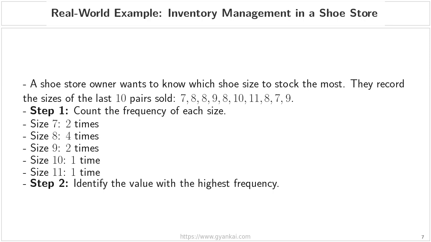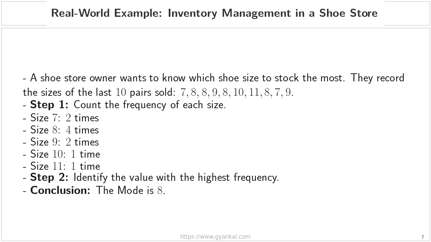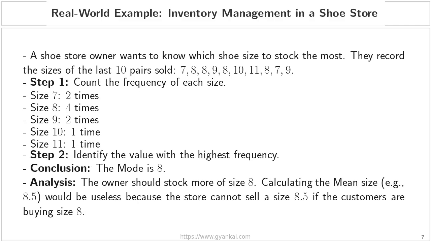Second, we simply identify which value has the highest frequency. Looking at our count, size 8 is clearly the winner. Therefore, our conclusion is that the mode is 8. Now, let's analyze why this matters for the business. The owner should prioritize stocking more of size 8. If the owner had mistakenly used the mean, which would be approximately 8.5, it would be completely useless for their inventory planning because you cannot order or sell a shoe in a size 8.5. In this scenario, the mode provides the only actionable insight.